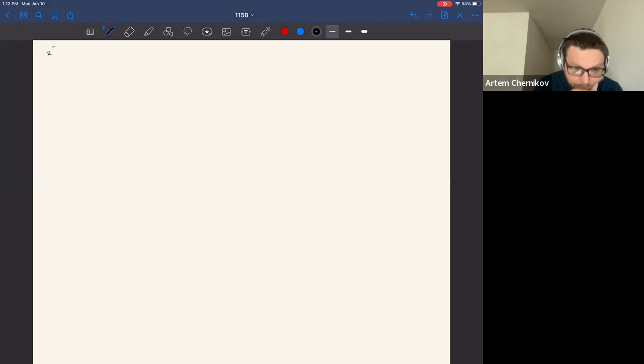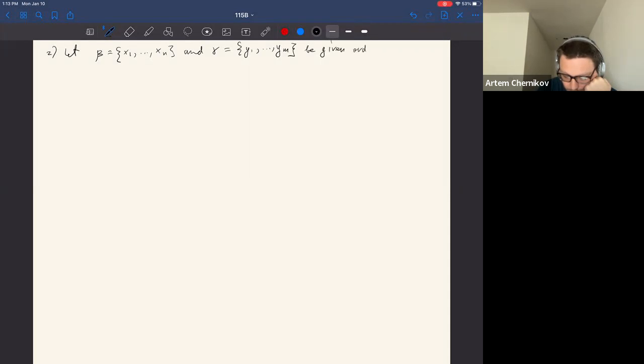So let's look at the ordered bases that we were given. We were given beta and gamma. Let us write beta as x1 through xn, and gamma as, let's say, y1 through ym. So these are the given ordered bases.